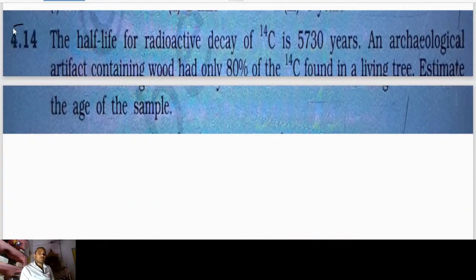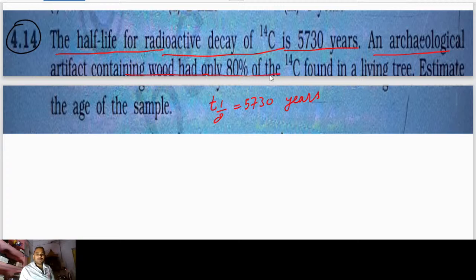Question number 14, student. What is the question? If you see, they are saying the half life of radioactive decay of carbon 14 is 5730 years. T1 by 2 is equal to 5730. It is the years, student, years. An archaeological artifact containing wood had only 80% of the C14 in living tree. So estimate the age of the sample.